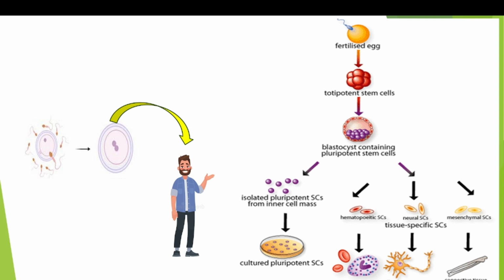So only the totipotent stem cell, that is the zygote, can produce an entire organism. This is the limitation in animals compared to plants. Why is it like that? Generally, in plants, whatever cell you take from the plant, it can generate an entire organism. At any stage you can take, it can generate an entire organism.